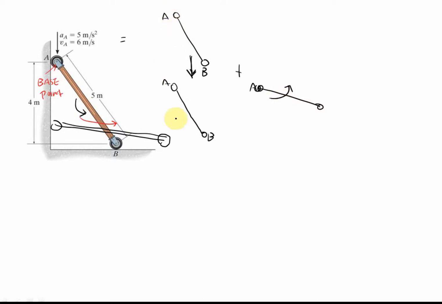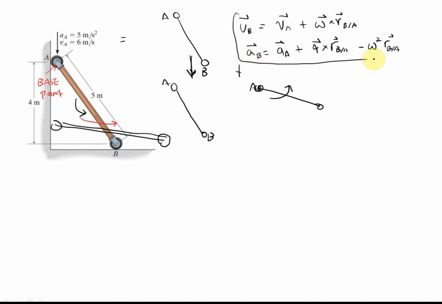So I first do the translation plus rotate. Okay, so I can write down my equation like V_B is equal to V_A plus omega cross R, and this should be B from A. And my acceleration A_B is my A_A plus alpha cross R_BA and omega squared R_BA like that. So I want to use these two equations.